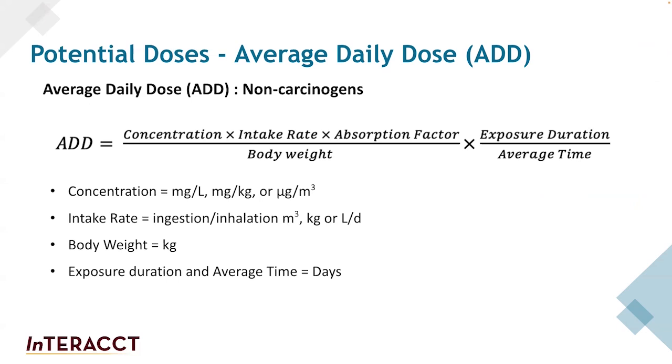Intake rate is how much of that medium is consumed or inhaled per day. Absorption factor accounts for how much of the chemical is actually absorbed by the body. Body weight is used to normalize the dose, usually in kilograms. And finally, we adjust the dose for exposure duration and average time, both typically measured in days. This formula helps us estimate the amount of a chemical an individual is exposed to each day over a specific period of time.